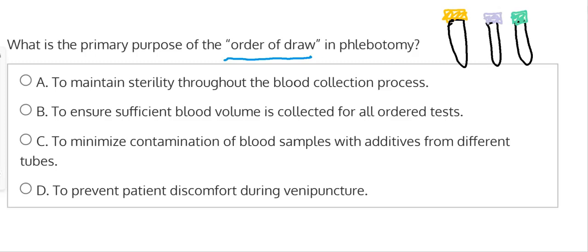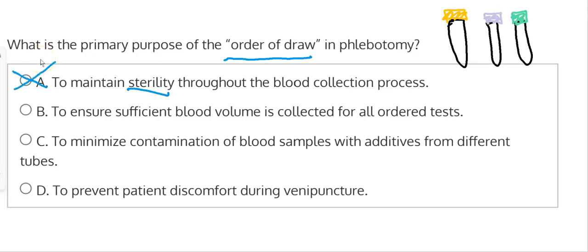The blood testing process is actually not considered sterile. It's considered a clean procedure. This is not an example of a procedure where you would be using sterile gloves, cleaning the patient in a way where they're completely sterile. This would be considered a clean procedure, and therefore option A would not be the correct choice.